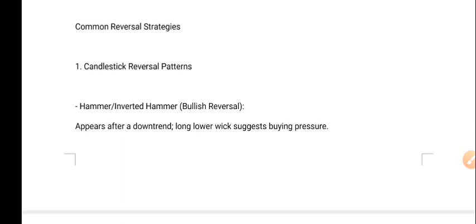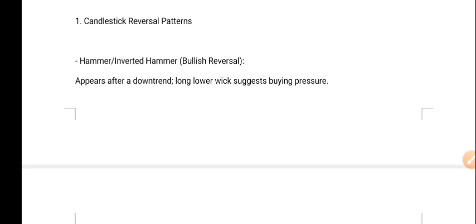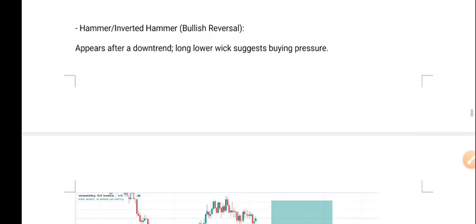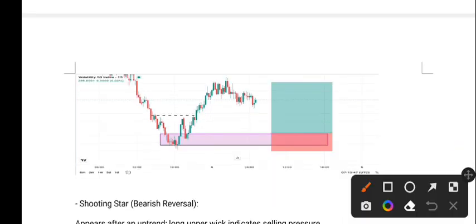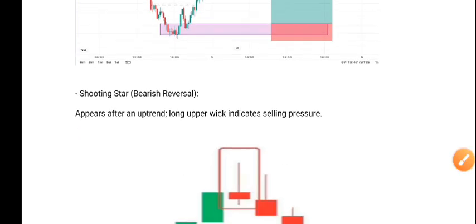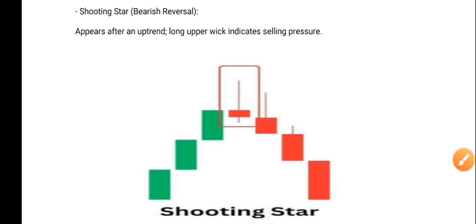So the common reversal strategy is the candlestick pattern. I said it: you look for the hammer in a bullish trend reversal. So when you see the hammer, look at the hammer here. After it appeared, what do you see? Price needs to reverse. Shooting star, same thing. Look at it. It's in a bearish market, and the reversal also goes down when it appears.